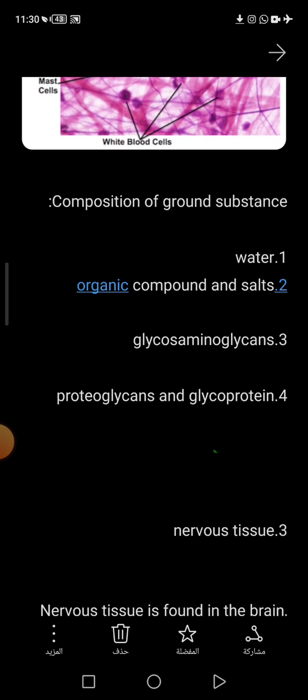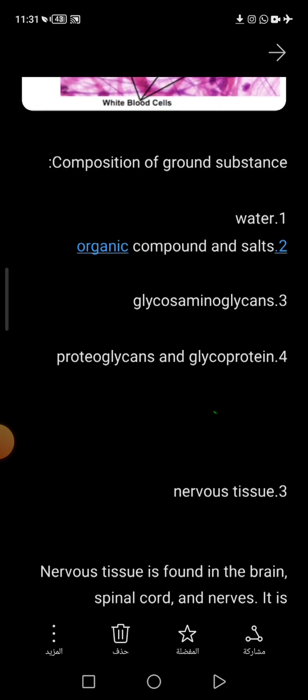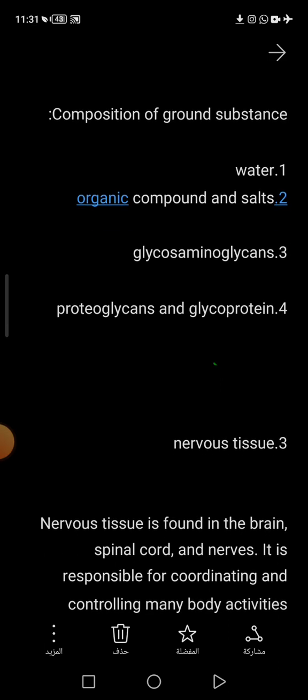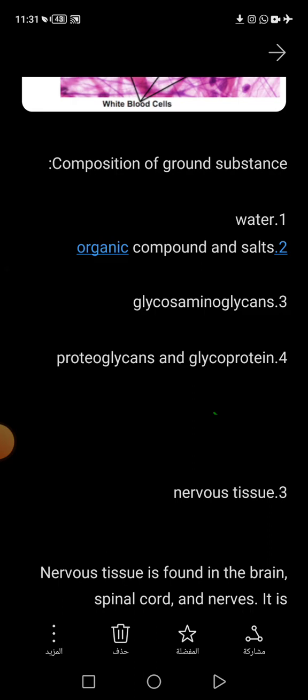Composition of ground substance. First and the most important is water, which helps transportation of molecules and a lot of metabolic activities. And second, organic compounds and salts, such as NaCl, for example, the simplest example. What's called GAGs, or glycosaminoglycans, okay? The short form is GAGs. Proteoglycans and glycoproteins are found in the ground substance.